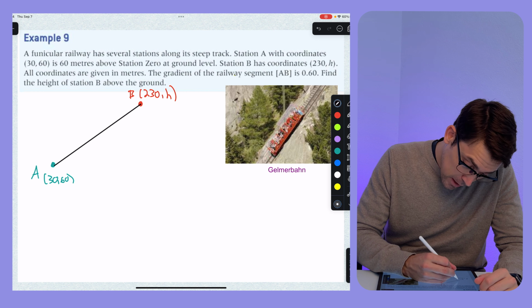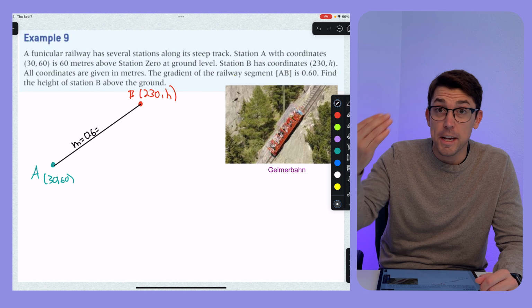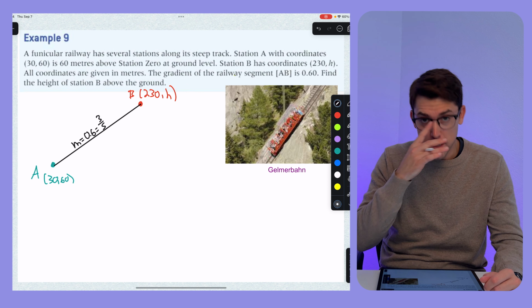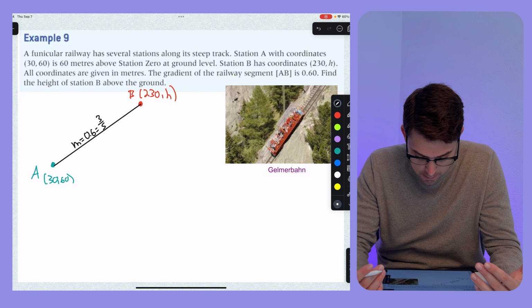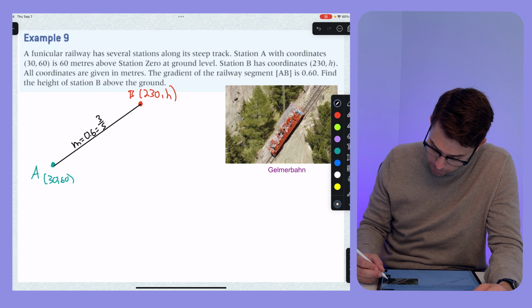Okay, and I know that the slope here is going to be 0.6, or 6 over 10, which is also going to be 3 over 5. Again, different ways of representing the same thing. And now I want to know what the heck is the h value of this? How high is this thing? So let's figure that out.